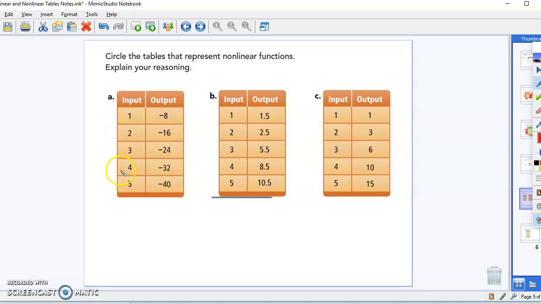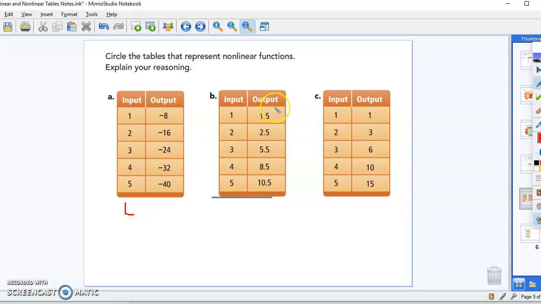And then this is all increasing by 1. So if all of these changes here, that change to that change, that change to that change, they're all a -8, and all of these are 1s. So this would be an example of linear.